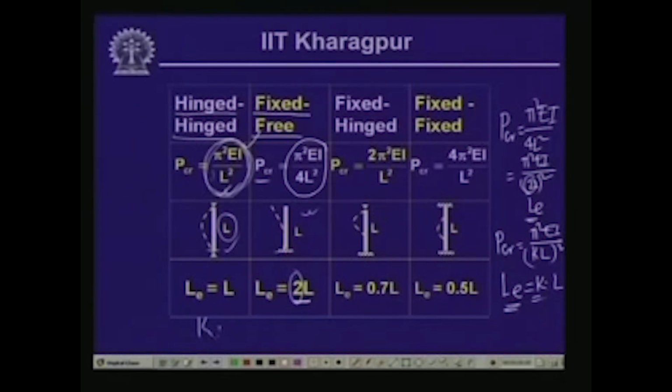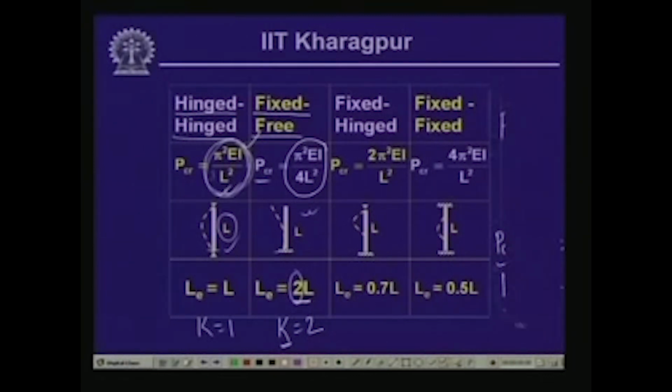Here the value of k is equal to 1, here the value of k is equal to 2, where k we call the effective length coefficient. That means we apply this factor or coefficient to the actual length to get the effective length of the member.